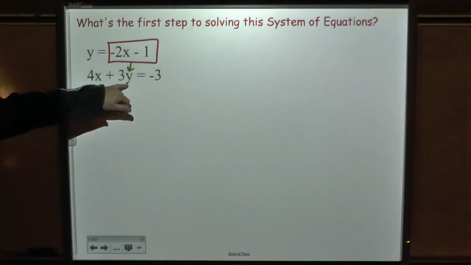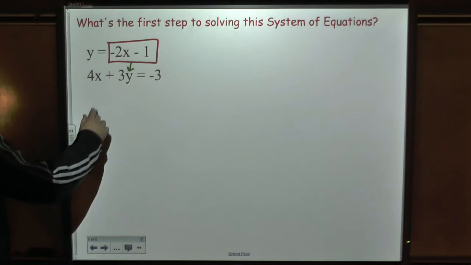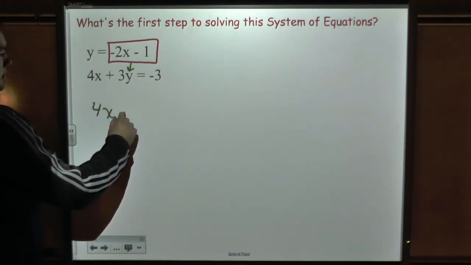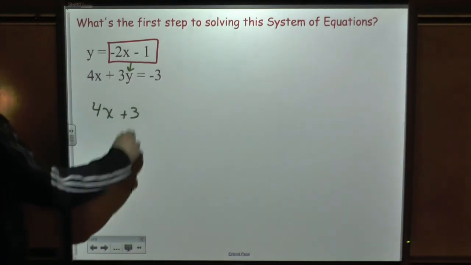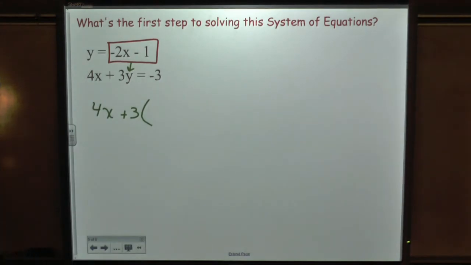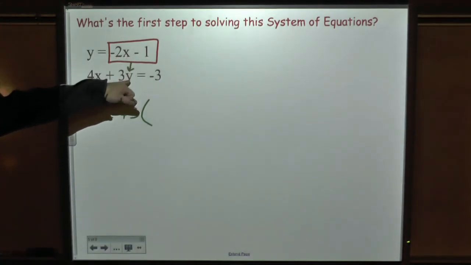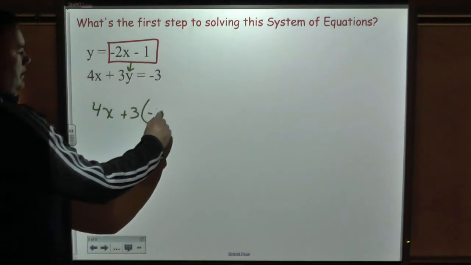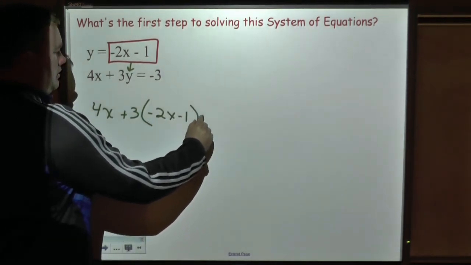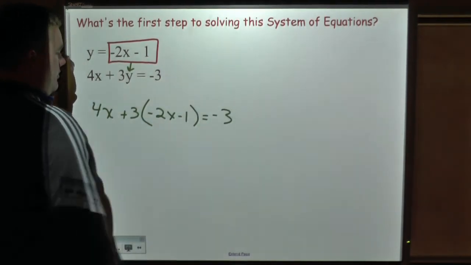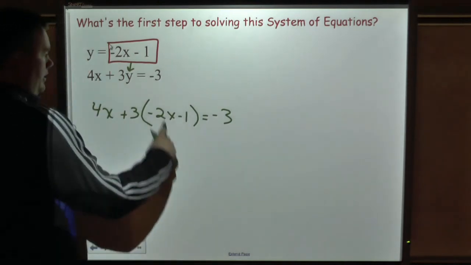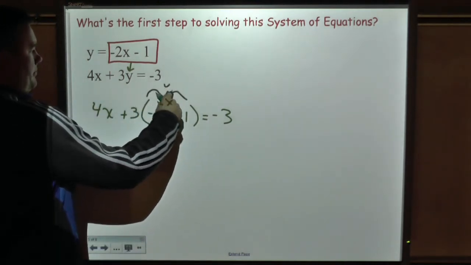This means 3y means 3 times y. So when we write this, we have 4x plus 3 times the value of y. Well, now our value of y has changed. It's not just the letter y. It's now negative 2x minus 1. That's equal to negative 3. This right here represents y.